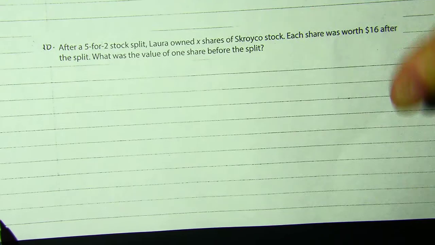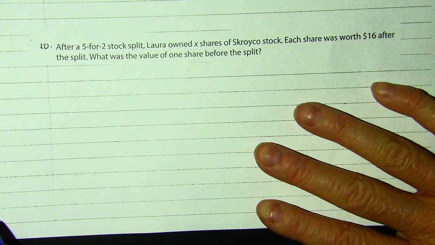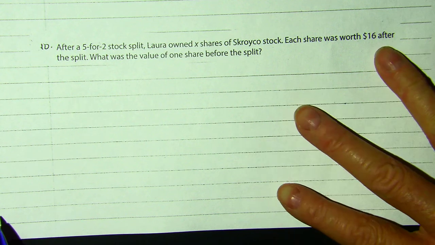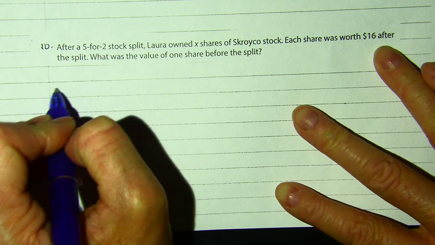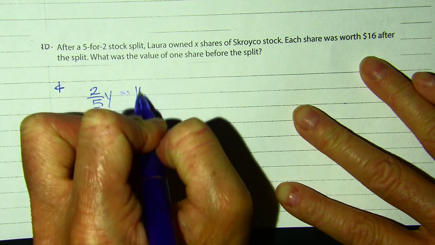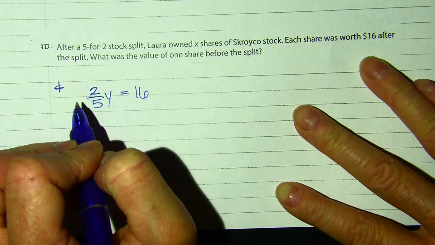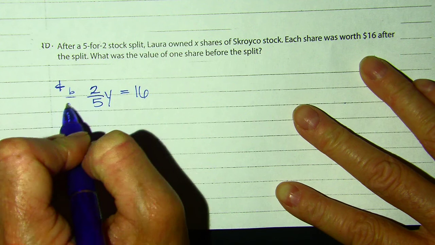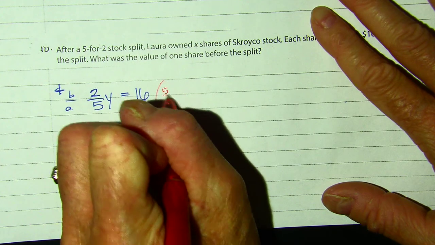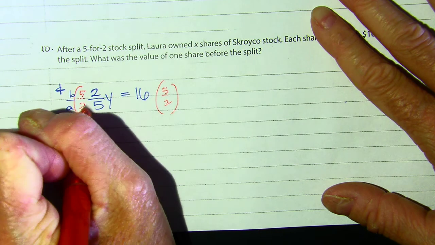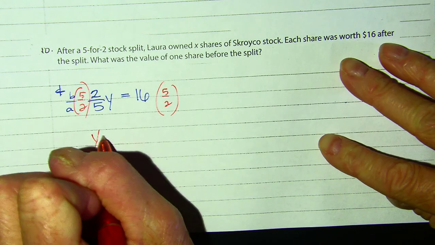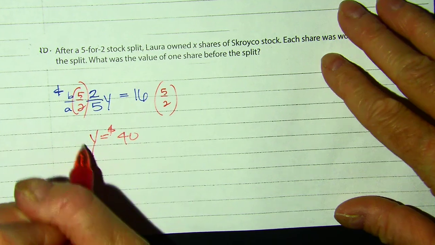Number 10. After a 5-2 stock split, Laura owned X shares of Scroy Co. stock. Each share is worth $16 after the split. So when it comes to the money, so 2/5 of Y equals $16. So you do B over A. So to solve for Y, I would multiply both sides by 5/2. I'll be done in 2 minutes. So then I get Y equals $40.